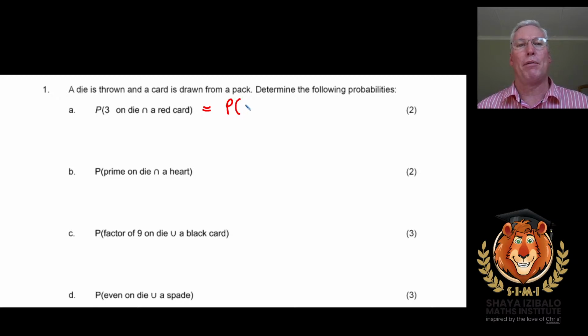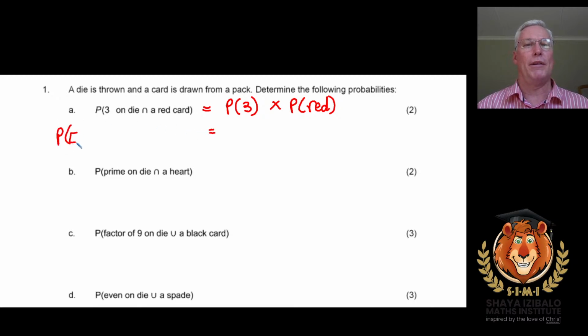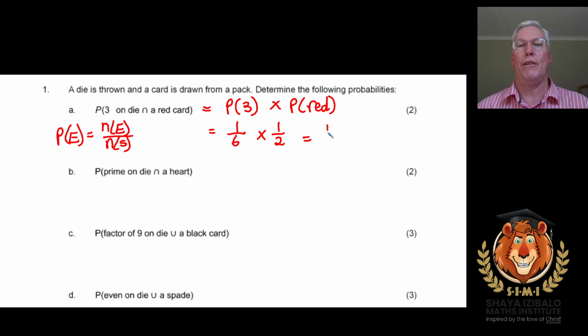So in fact, this will be the probability of a 3 times the probability of a red. The probability of a 3 on the die, this is where the formula, which is really completely obvious, comes in. What's the probability of a 3 when you throw a die? Well, how many ways can you get a 3? 1, out of 6. What's the probability of a red card? Well, half the cards in the pack are red, so there it is, and we get an answer of 1/12. Okay, next up.